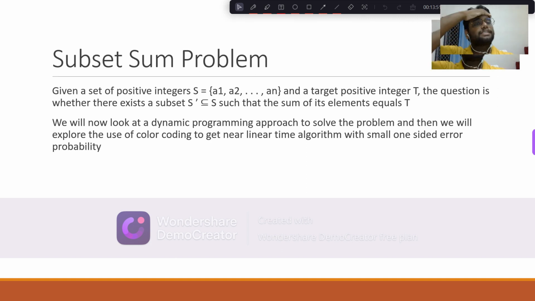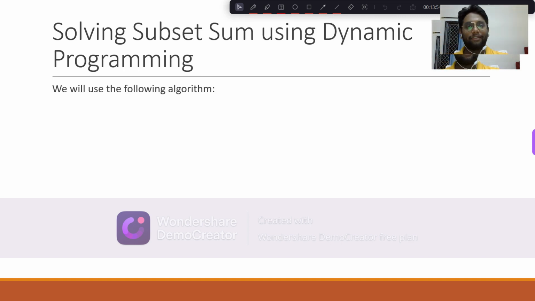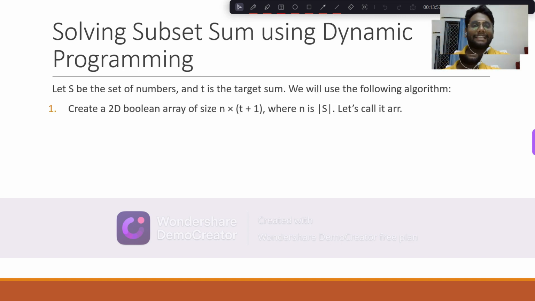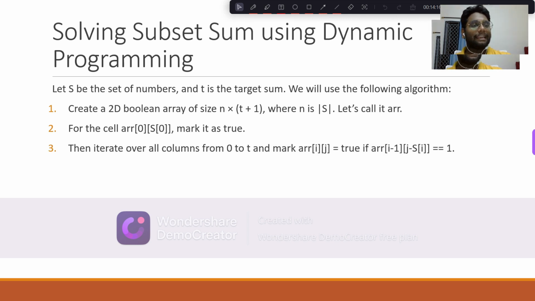So to move forward, let's first see how the dynamic programming algorithm actually works in this case. The algorithm is pretty simple. We have S as the set of numbers and T as the target sum. We'll create a 2D Boolean array of size n by t plus 1, where t plus 1 is the number of columns. We'll mark the first row, at S of 0, as true. Then we'll iterate to the next row. We'll iterate through all the values of t and check if the particular column minus S of i is 1 in the previous row, then we'll mark that particular cell as 1.